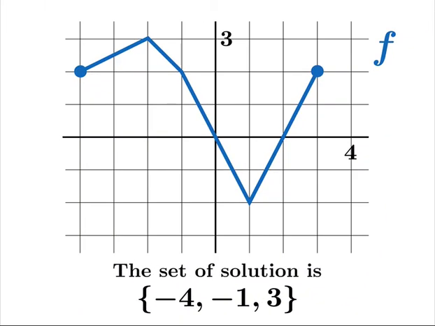Well, it turns out there are 3 solutions. If you drew a horizontal line at y equals 2, you'd see that the graph intersects 3 times. That means there are 3 arguments you can plug in to get the value 2. And if we assemble them in set notation, then the set of solutions is simply -4, -1, and 3.